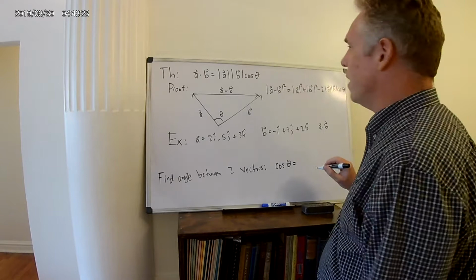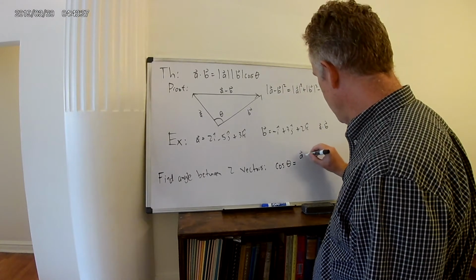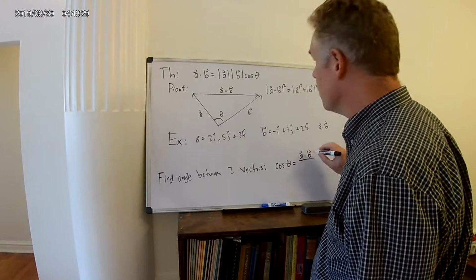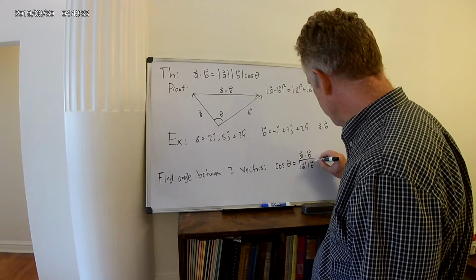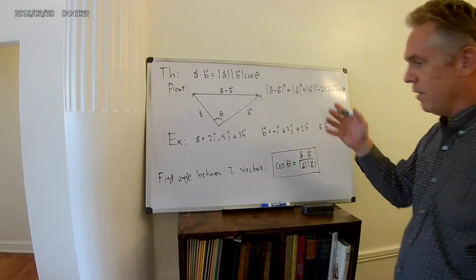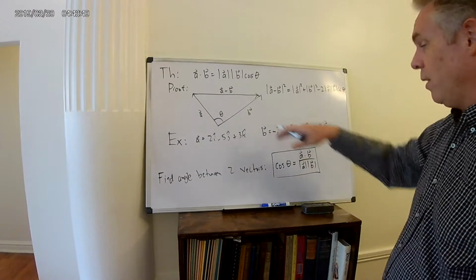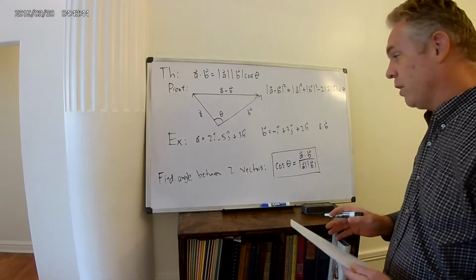So if you have two vectors, the cosine of the angle between those two vectors is equal to the dot product of those two vectors divided by the magnitude of the first vector times the magnitude of the second vector. This gives us the angle between the two vectors. So the example problem I wanted to do here, and I just got a little ahead of myself, was to calculate the angle between these two vectors.